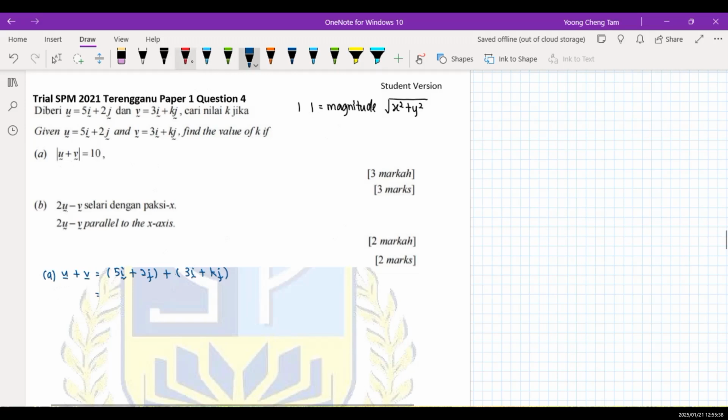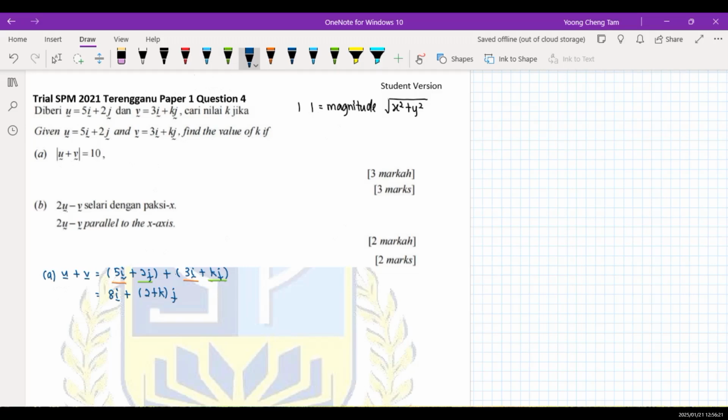Now grouping the like terms, 5i and 3i combine together, you get 8i. After that we have 2j and kj. Since 2j and kj cannot combine together, you can just take out the coefficient. So 2j plus kj will be (2 plus k) vector j. That is the vector for u plus v.